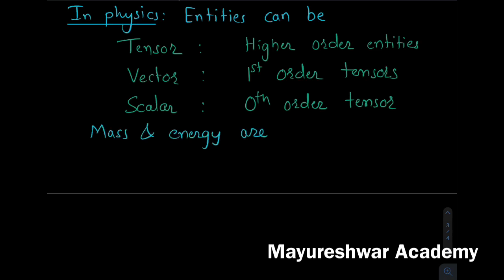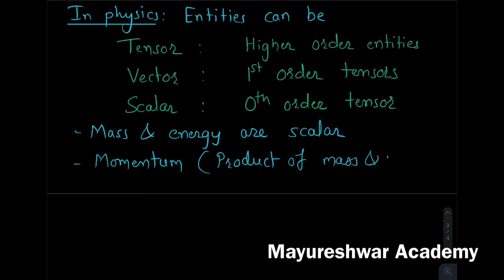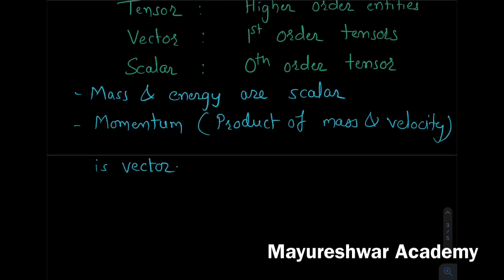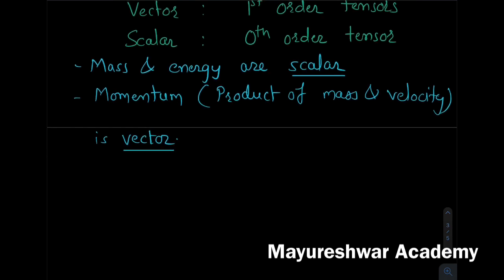So mass and energy are scalar, as we know from physics, and momentum, which is a product of mass and velocity, is a vector. So scalar and vector, these are two forms of conservable quantities, so accordingly we have to make the statement.